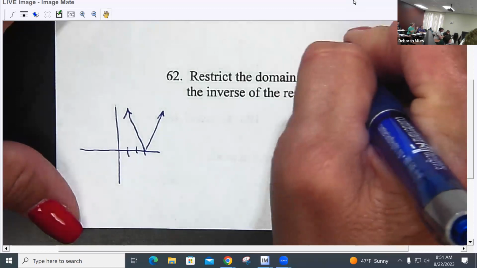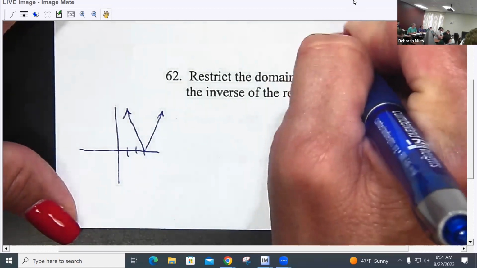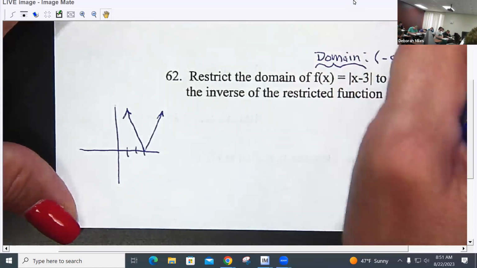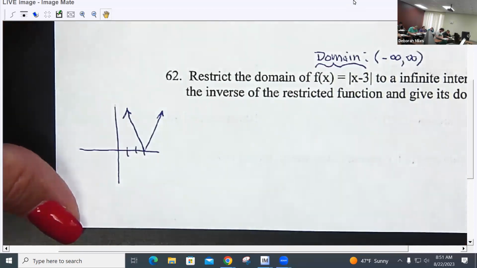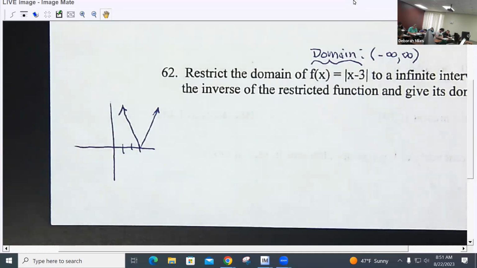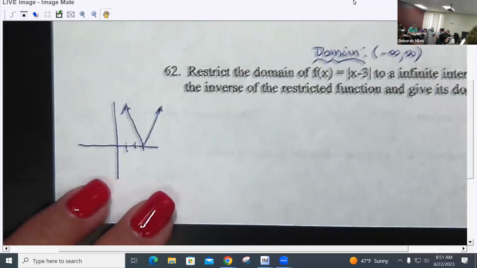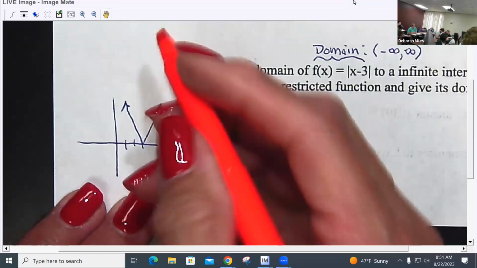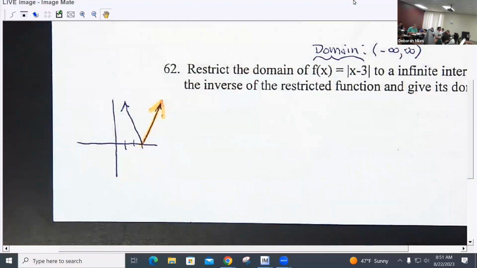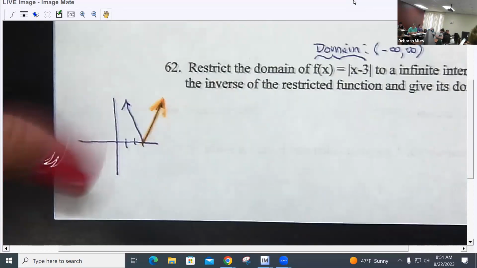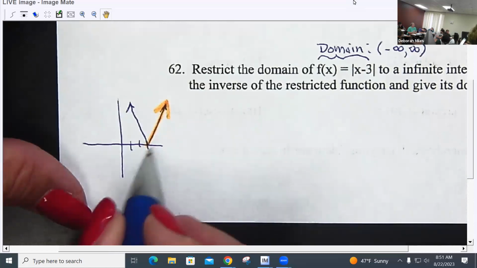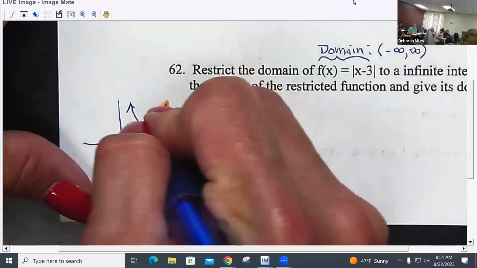So the domain of the original function is negative infinity to infinity. But I'm going to use my highlighter here. I could either choose the left side or the right side. Choose the right side. And what if I included this point 3, 0? Would the function still be 1-to-1 if I included this point? Yeah, it would. So I'm going to include it.